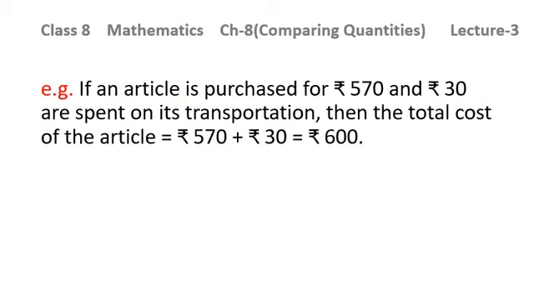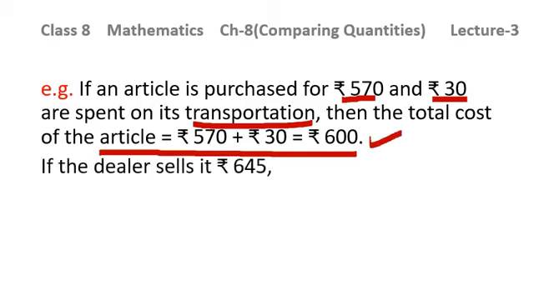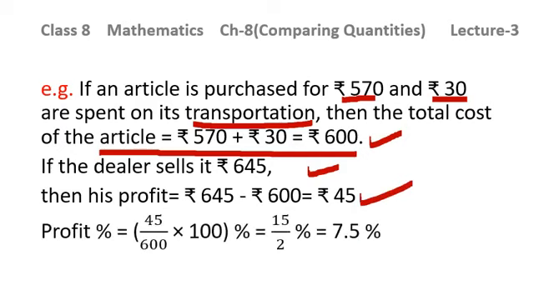Now, for example, if an article is purchased for rupees 570 and rupees 30 are spent on its transportation, then the total cost of the article will be this. The 30 rupees were spent on transportation, and 570 was the actual cost price of the article. So now the cost price will be 600. If the dealer sells it for rupees 645, and SP here is 645, then the profit will be, as SP is greater than CP, 645 minus 600, which gives you 45 rupees. Then profit percent will be 45 over 600.